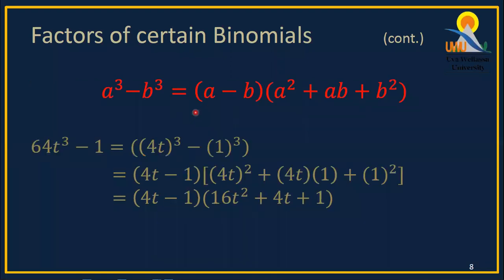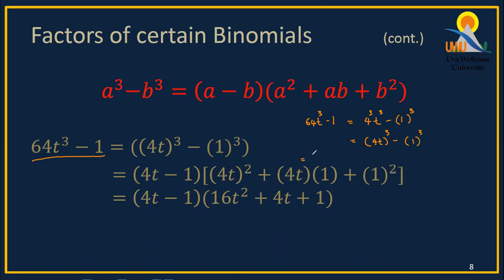Here is the next example included under the difference between two cubic terms. Here we have 64 times t cube minus 1. First of all, we have to write this in the form of complete cubes of the first term and the second term. Therefore, 64 can be considered as 4 to the power 3. Here it is t to the power 3 and the minus sign is here. 1 can be considered as 1 to the power 3. Then we can rewrite this as 4t to the power 3 minus 1 to the power 3.